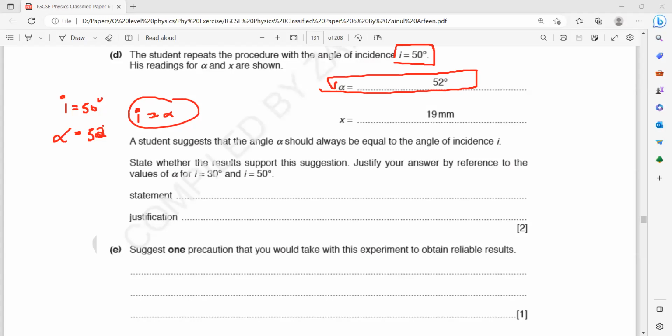I have to work out the percentage difference. If the percentage difference between the two values is more than 10%, then we say no, the values are not equal. They are beyond the limit. But if the percentage difference between the two values is less than or equal to 10%, then we'll say they are within the limit. So if I want to identify whether the angle of incidence, which is 50, and alpha, which is 52, are equal, I can work out the percentage difference.